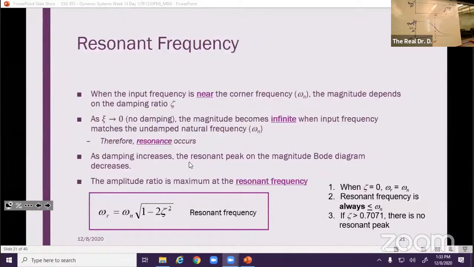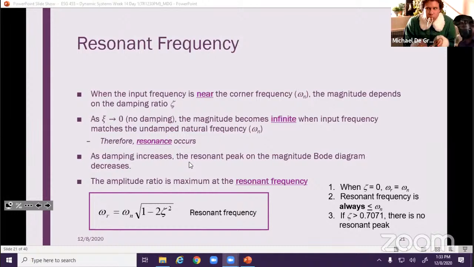Fine. You want to talk about resonance? We'll talk about it. What is resonance? I think this is a term that gets thrown around pretty frequently.